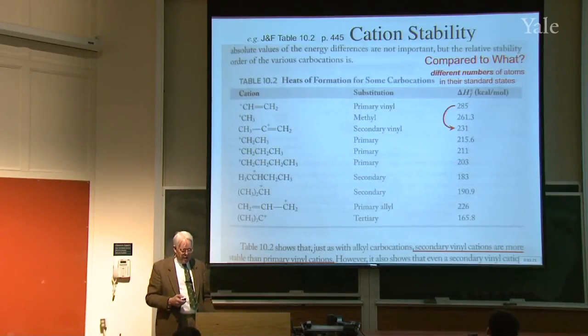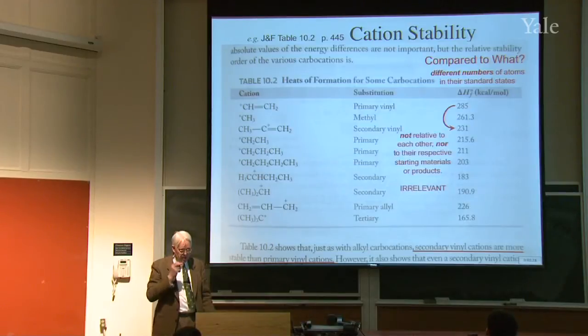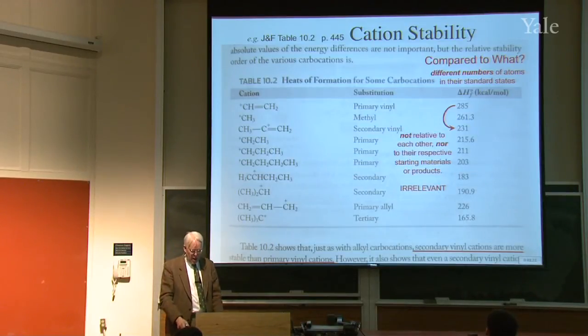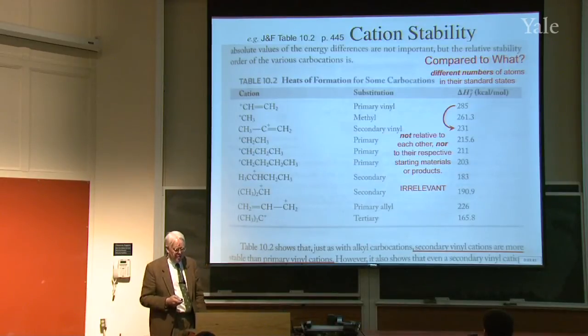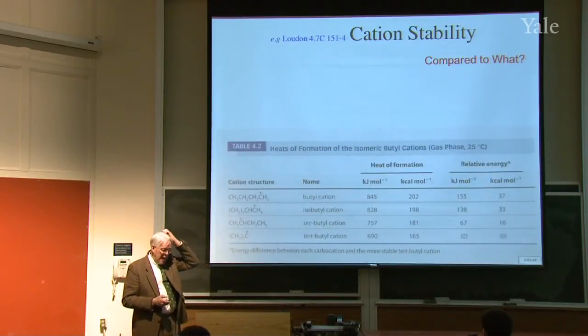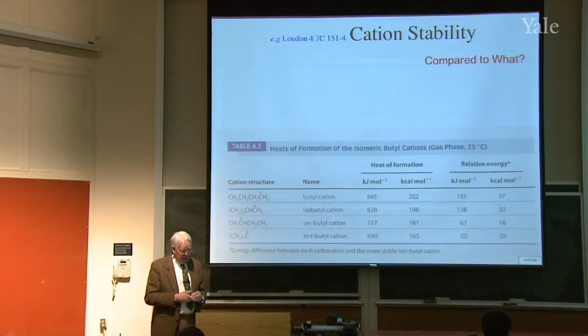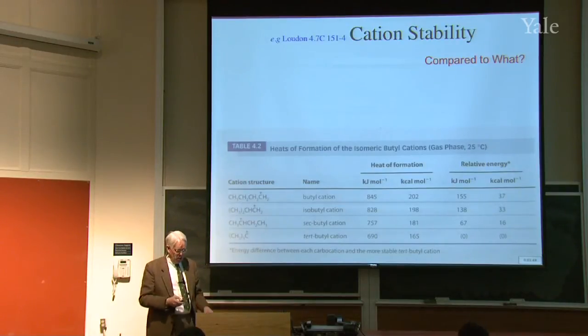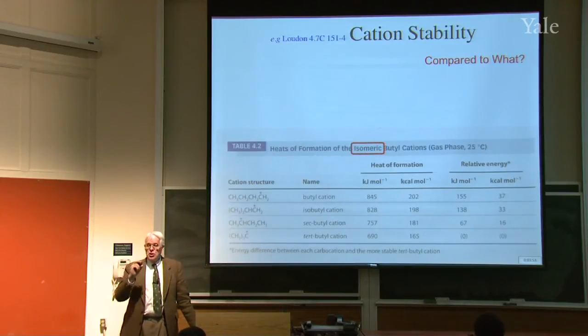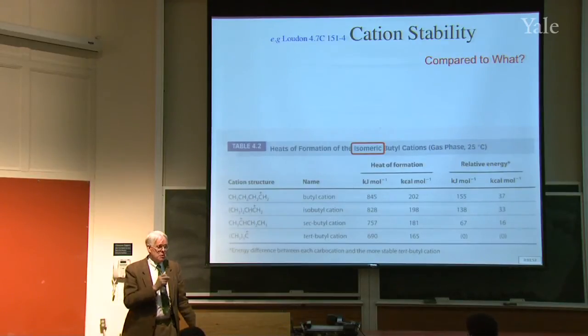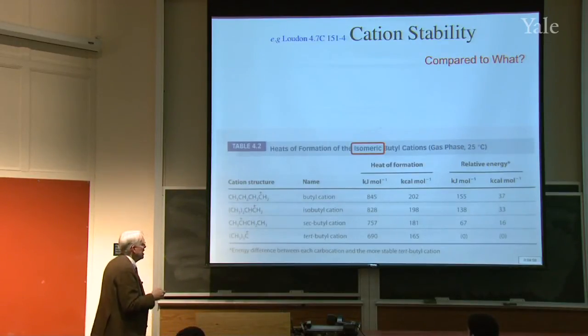Here you're comparing to different numbers of atoms in their standard states, not relative to each other, nor relative to their respective starting materials or products, as we talked about last time. So this table in general is irrelevant to the question of cation stability in the sense that we were talking about it in the previous slide. Now, on the other hand, in Loudon, table 4.2 gives the heats of formation of isomeric butyl cations, right? So the same atoms, they're being compared to the same thing. So differences between them now do tell us the difference between primary, secondary, and tertiary cations.